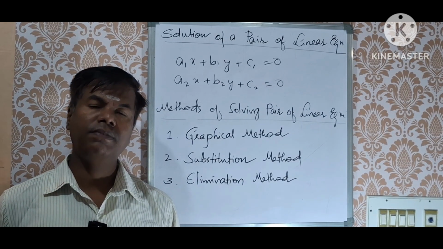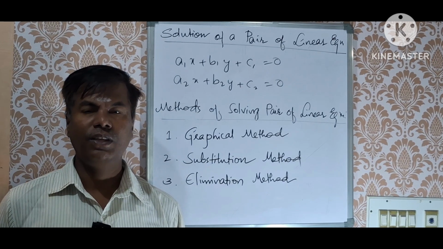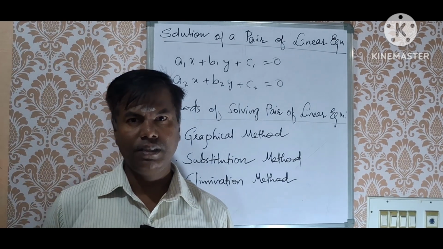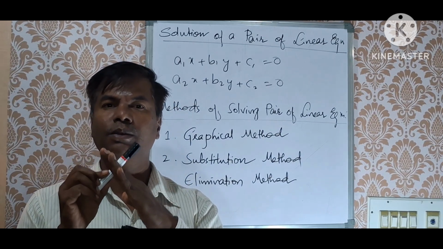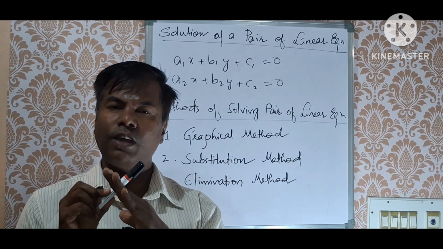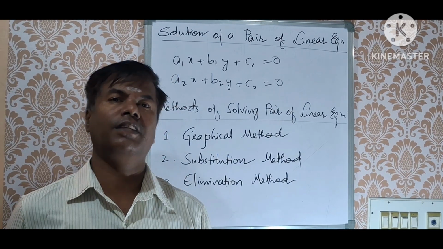Solution of a pair of linear equations. What is the solution of a pair of linear equations? Two linear equations will be there. One linear equation gives one straight line, another linear equation gives another straight line. If we solve these two equations, we get the intersection point of these two straight lines.